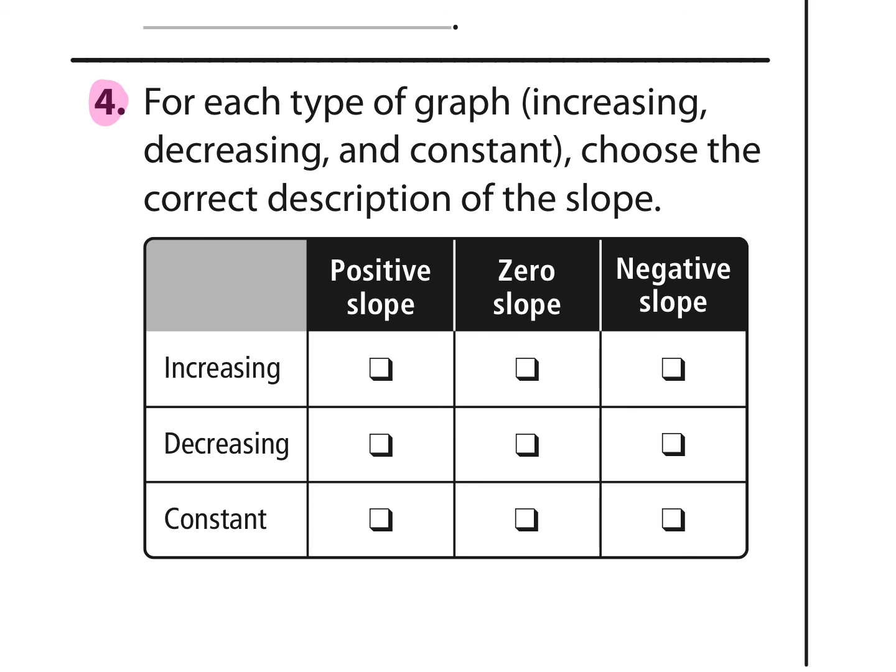Number 4, for each type of graph, increasing, decreasing, and constant, choose the correct description of the slope. Well, we just said that if it's decreasing, it's got a negative slope because it's going down to the right. If it's increasing, it's going up to the right, so it's going to have a positive slope. Constant means it's going perfectly across in a horizontal line segment, and that would have a slope of 0.